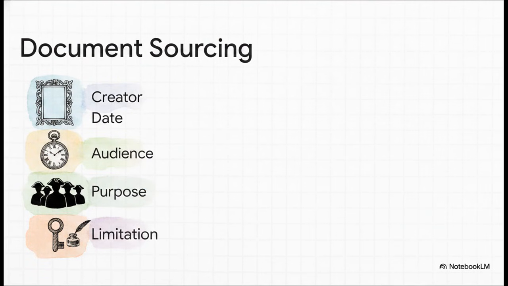So, to source a document effectively, we have to rigorously apply a specific set of criteria. First, who is the creator? Next, what is the date? And a quick rule here. We only claim a date if it's explicitly shown or we can firmly corroborate it. Then we ask, who is the intended audience? What is the purpose of the document? And finally, what is its limitation? Limitations are huge because, as we just established, all evidence reflects a specific viewpoint.